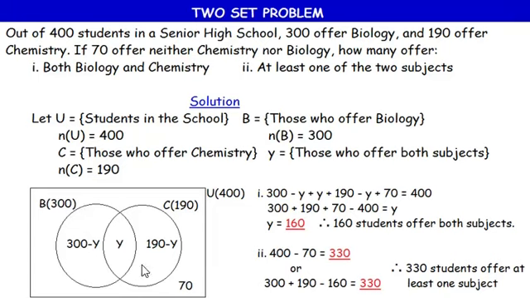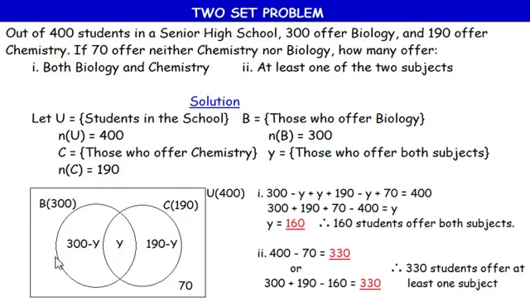So it means that the first circle is for biology, the second circle is for what? Is for chemistry. And then we indicate our universal set to be 400. And then in the question it says that 70 offer neither chemistry nor biology. So we are going to place the 70 outside the two circles here. Alright, so neither.